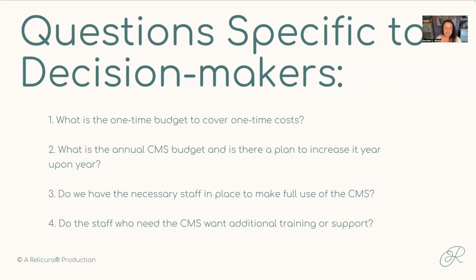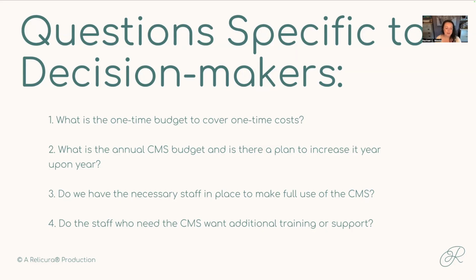Number two, what is the annual CMS budget, and is there a plan to increase it year upon year? So there were the one-time costs, there are also the annual costs, at least as long as you're working with any sort of product that is not necessarily that open source free product. So having a sense of the annual budget, but not just that, knowing if there is built-in accommodation for inflation for the price of that product.